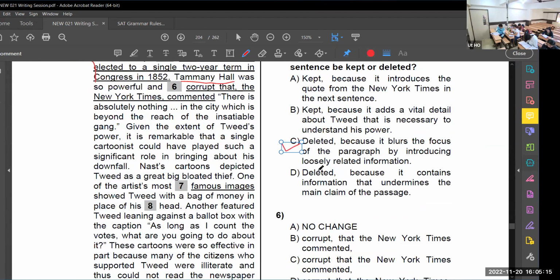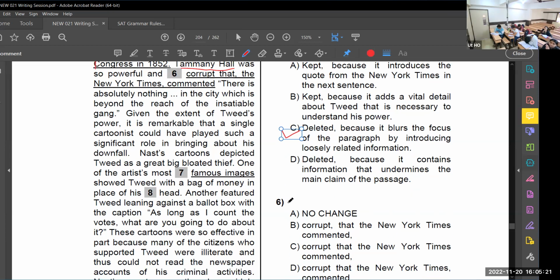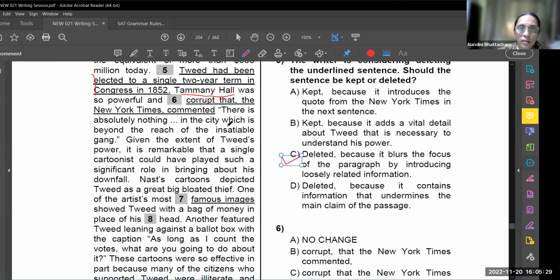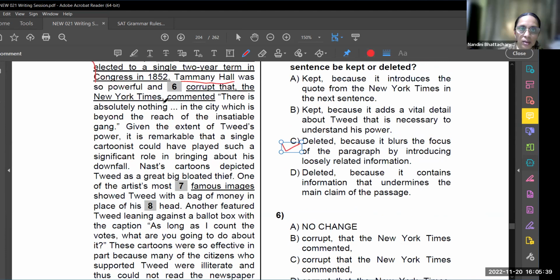C? Why C? Because there are quotes after "commented." To start a quote, you need a comma. There is a quote after "commented," so you need a comma before it. We need a comma over there. And we don't need a comma after "times."